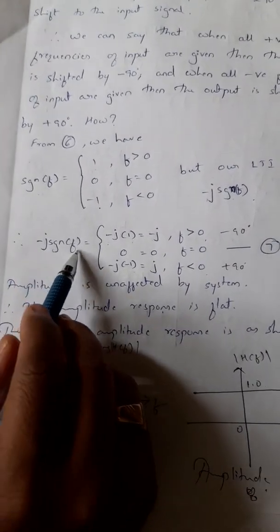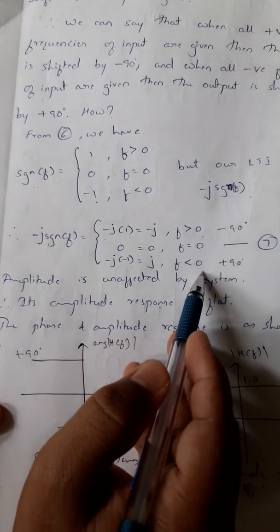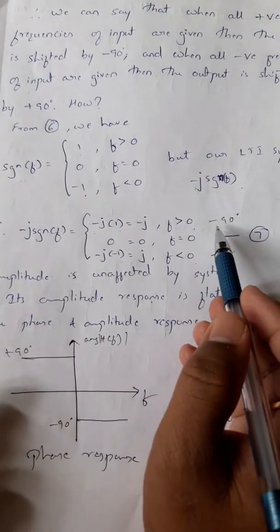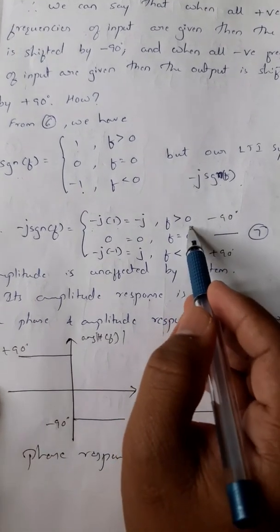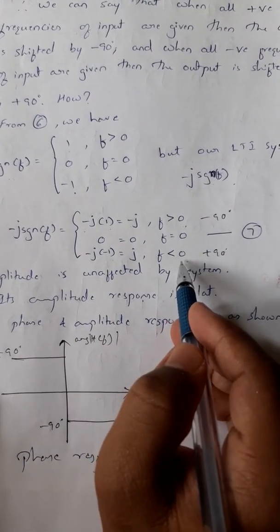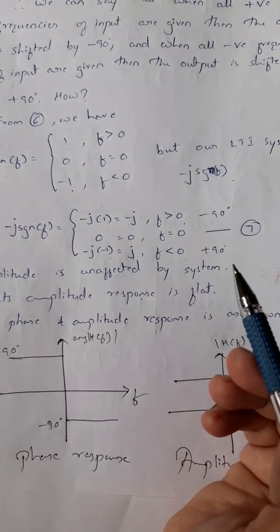Now the question arises: if it is minus j signum of f, it is minus j for all the positive frequencies and plus j for all the negative frequencies. What I am telling is, a minus 90 degree shift will be taken for all the positive frequencies, and a plus 90 degree phase shift will be taken for all the negative frequencies. Why can't it take any other angles?